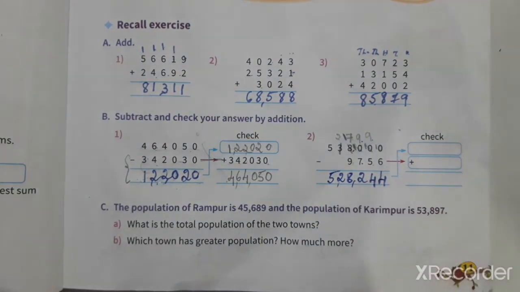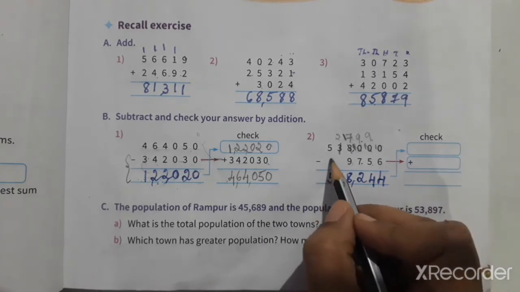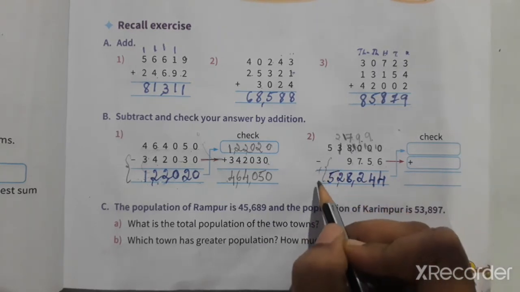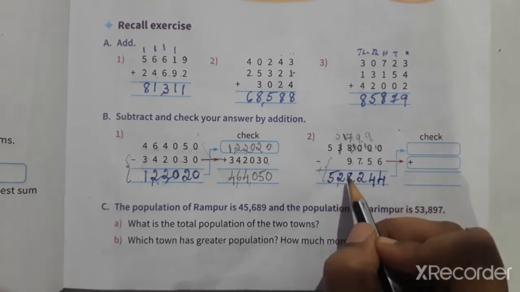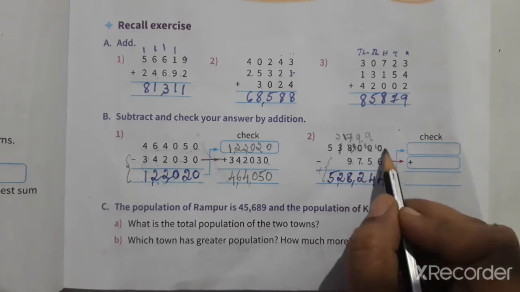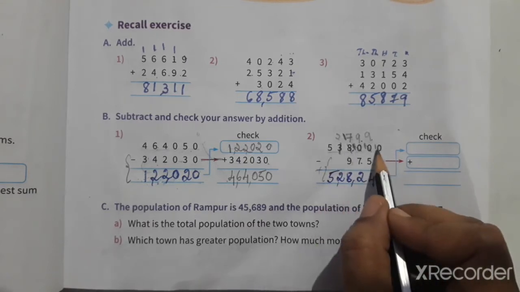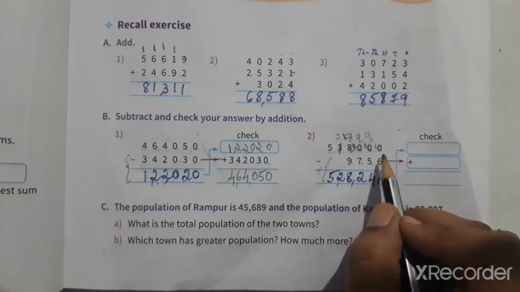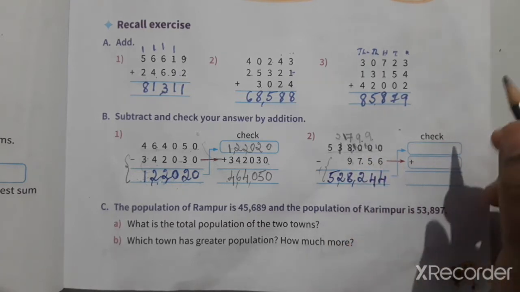5,28,244. So this is the answer. Now we have to verify the answer. Verification means we have to add these two lines, and after adding these two lines we should get the answer as the first line. Then our answer is correct.